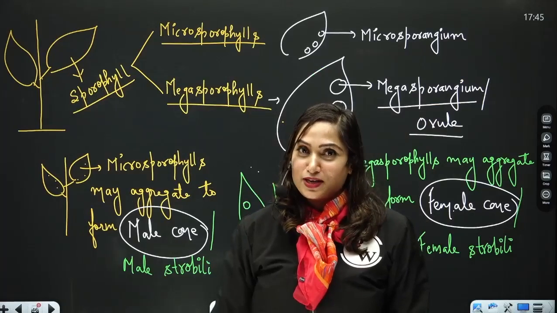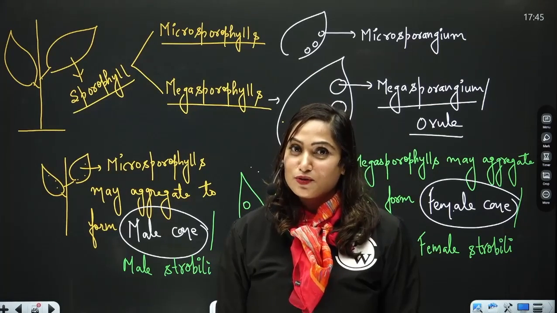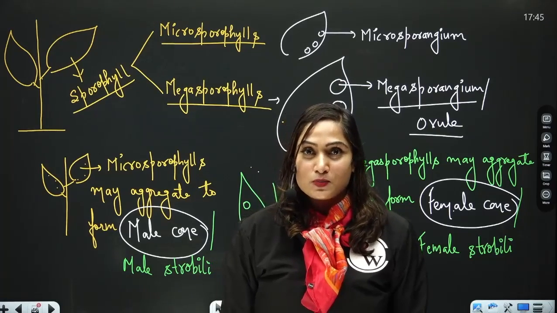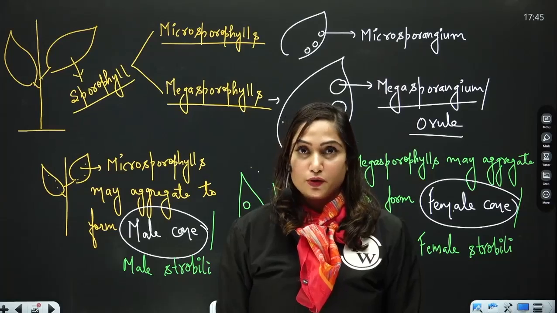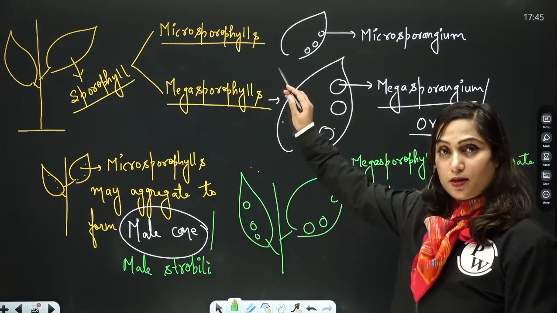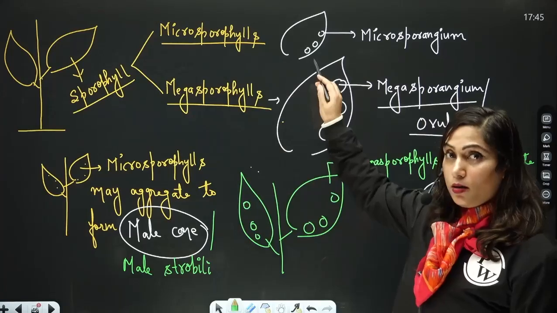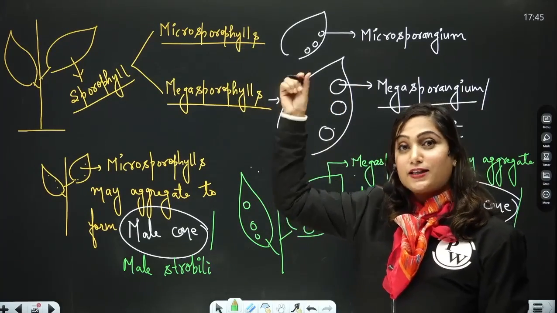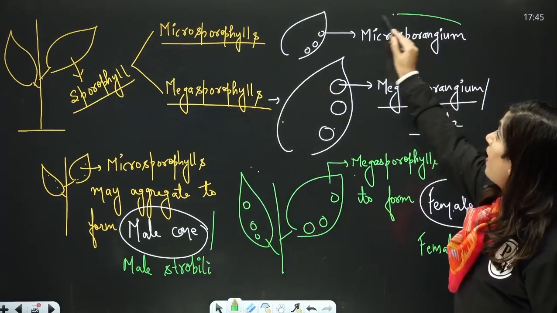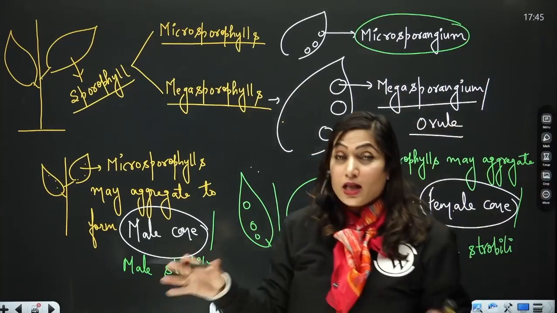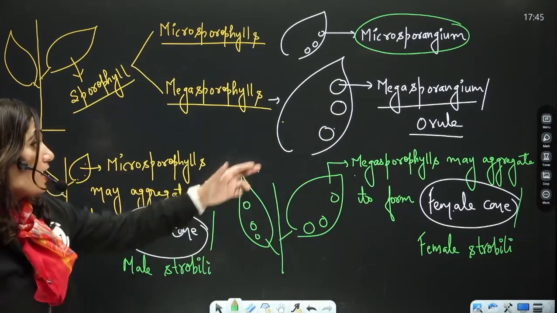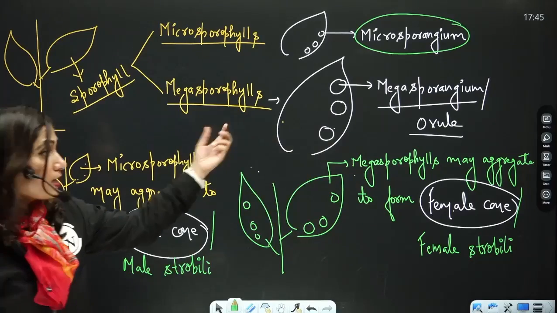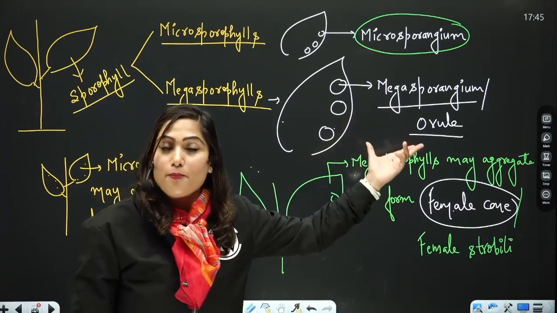Okay, now let's move on to the sporophyll. Now I don't have to explain this. You understand what a sporophyll is. A leaf which bears sporangia. But in case of gymnosperms, the sporophylls are further of two types. They can be small leaves, small leaves which bear small sporangia. They are called microsporophylls, and the sporangia on them are called microsporangia. But the bigger leaves have bigger sporangia. So they are called megasporophylls, which bear bigger sporangia, megasporangia.